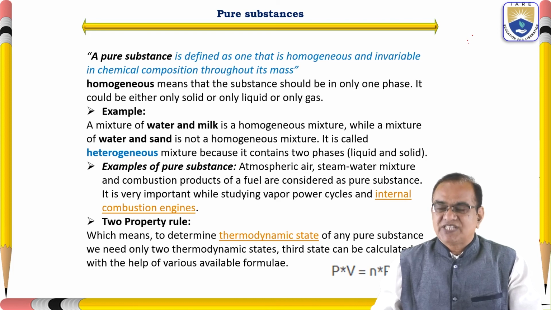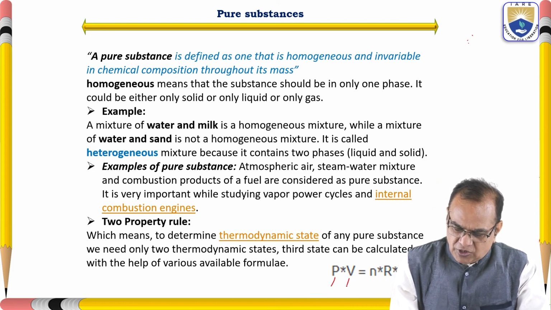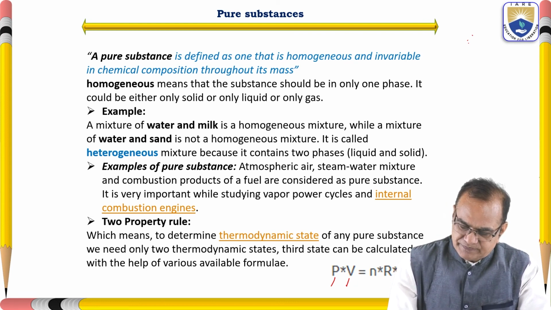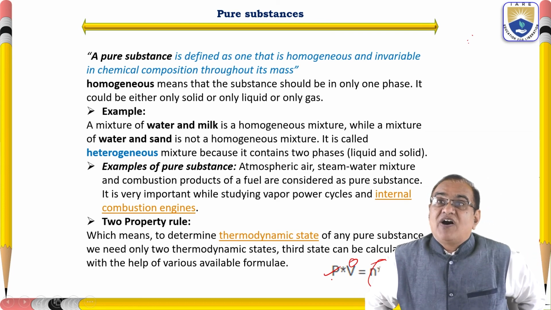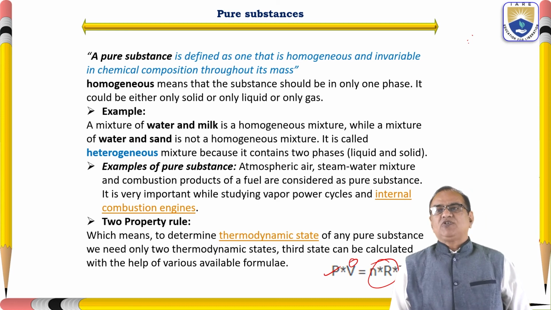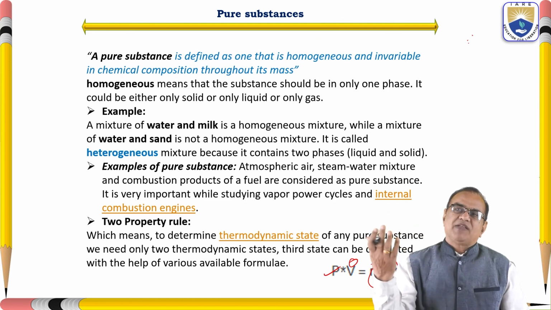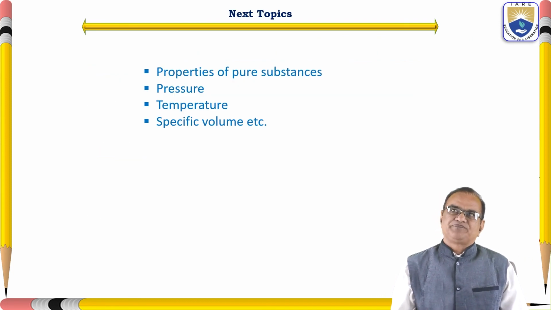So here we have the state equation PV is equal to nRT. If you know P and V, you can find out T. If you know T and P, you can find out V. Like this, because these other things are constant. So these equations are used for pure substances under ideal gas conditions. So PV is equal to nRT can be used. If you know two parameters, you can find out the third parameter by using the state equation.